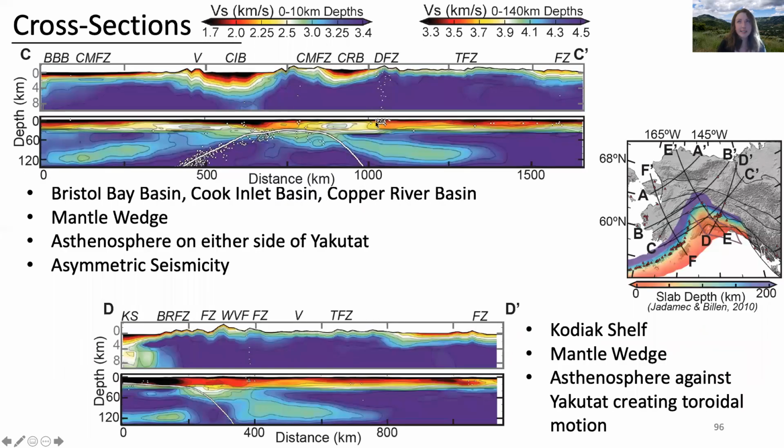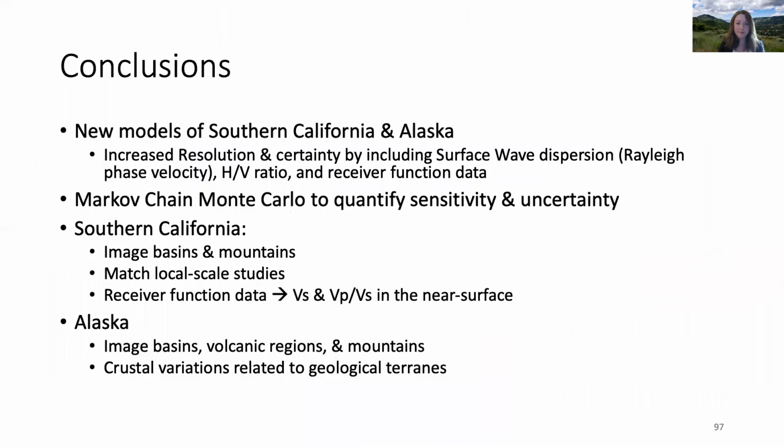In C prime, from the southwest to the northeast, we see major basins and the mantle wedge structure. You can also see the high number of earthquakes on the western side compared to the eastern side. Both have warm asthenosphere that could feed into volcanic structures. In D-D prime, from the Kodiak Shelf to the northeast, we cross the Wrangell volcanic field. We can see the mantle wedge structure, but also evidence for asthenosphere butting up against the Yakutat terrane to create toroidal motion and feed the Wrangell volcanic system.